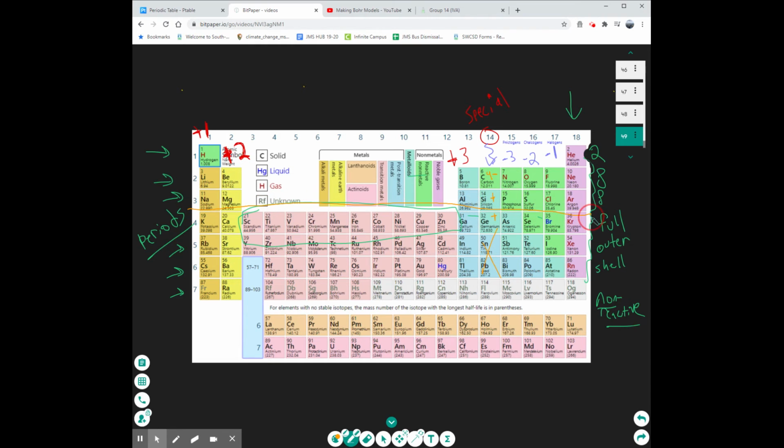Okay. But we're going to focus on just the first 18 elements for the sake of what we're doing. I might bring these guys in too. We might actually do the first 4, but we're going to ignore these pink metals. The transition metals, we're going to ignore those for now.